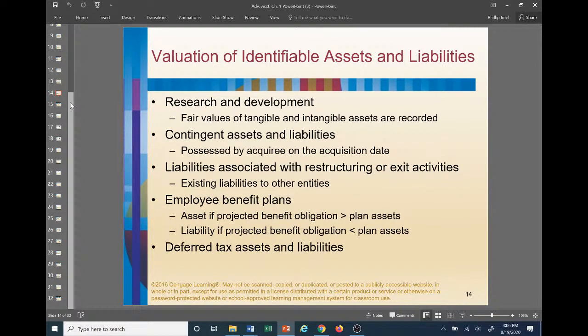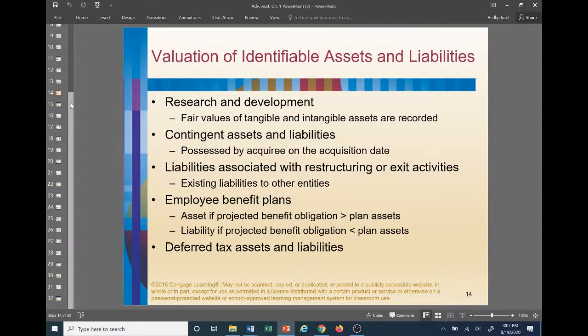Research and development: fair values of tangible and intangible assets are recorded. Then the contingent assets and liabilities possessed by the acquiree on the acquisition date. What do we mean by contingent assets and liabilities? It could be, say, an unresolved lawsuit that hasn't been settled, or bonuses to current employees or management that haven't been paid yet. These are contingent assets and liabilities that we still have to recognize because they were significant or relevant at the date of the acquisition.